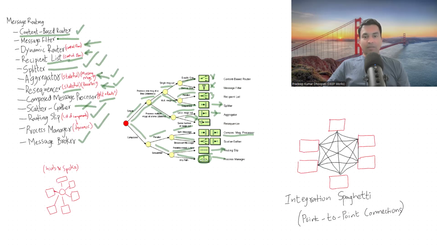Then routing slip. A routing slip is a list of components to which you will be sending the message. And process manager is similar to routing slip, but routing slip is predefined, predetermined, linear, whereas process manager is dynamic and it doesn't need to follow a linear path.